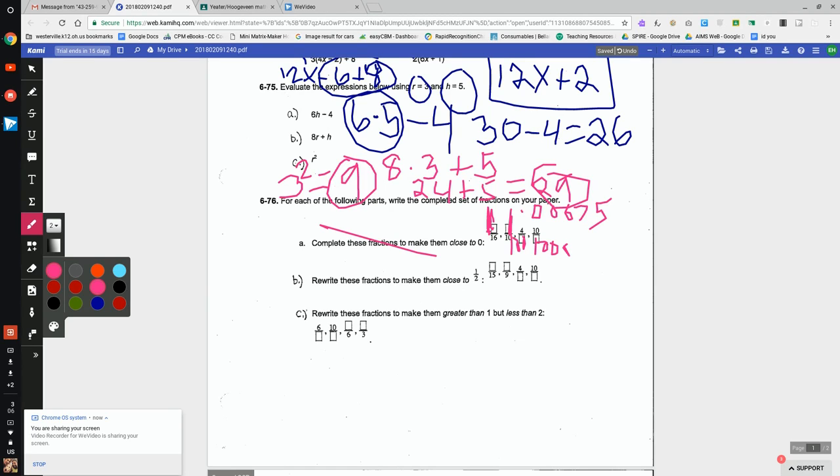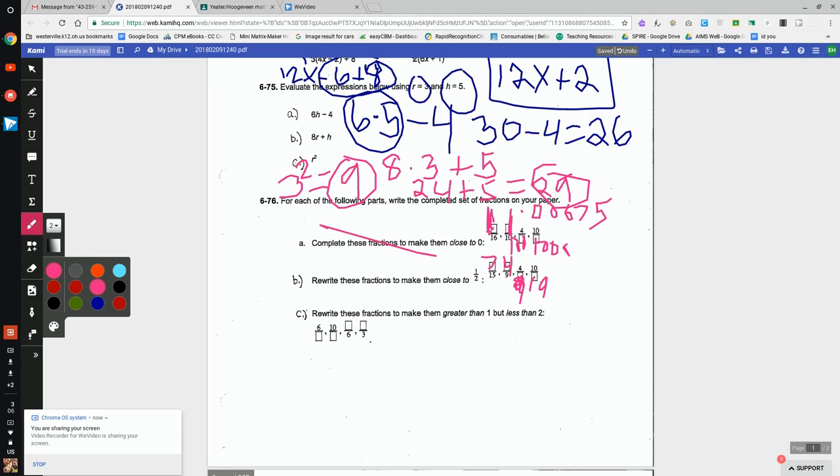The next one, make them close to a half. So I know half of 15 is 7.5. So I'm just going to put 7. Half of 9 is 4.5. I'll put 4. I know 4 over 8 would give me a half. It said close to a half, so I could still make that like a 9. And then I got 10. I know 20 is half, so I can put like 19.